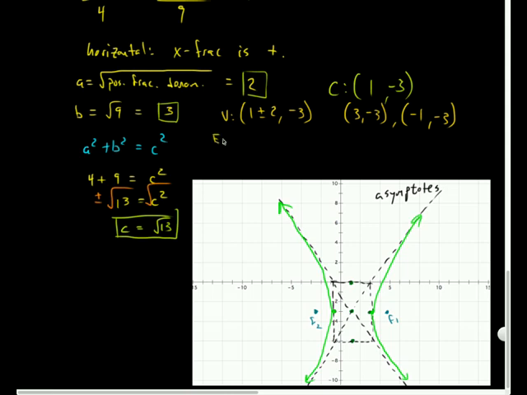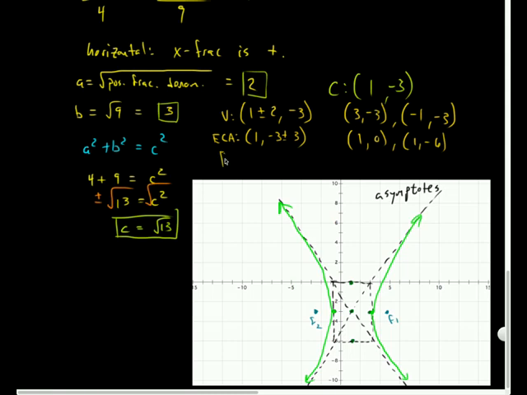Let's see, so for the endpoints of the conjugate axis, I would add and subtract b to my y coordinate, because, right, it's not vertical. So that gives me 1, 0 when I add it. -3 plus 3 is 0. -3 minus 3 is -6, so there's the other one. And over 1, 0, right? And over 1, down 6. So those are the endpoints of the conjugate axis.